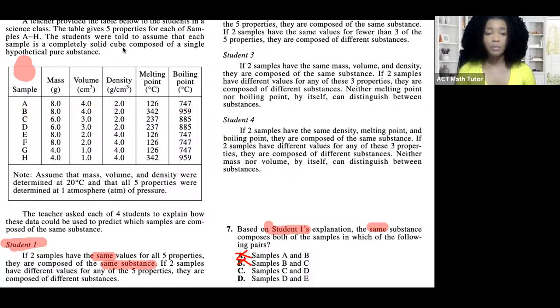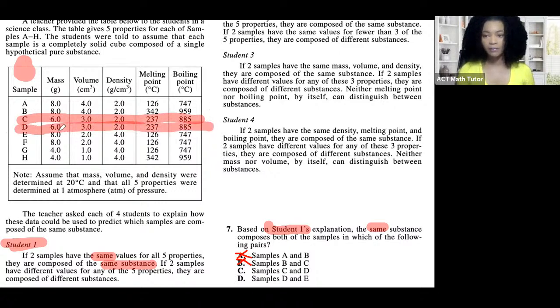All right, but remember, when you have a multiple choice test, all you have to do is either select the correct answer or eliminate all the incorrect answers. Okay, so answer choice C, we're looking at sample C and sample D. So far, so good.